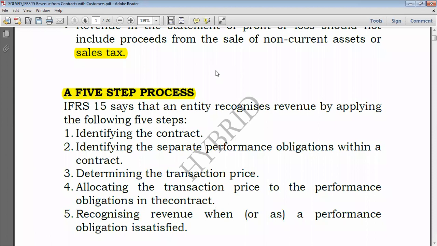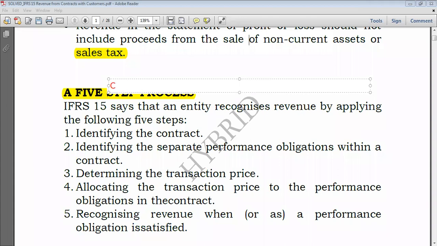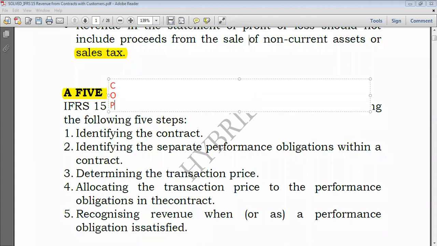Actually, from the beginning up to the point of recognizing revenue, because the standard itself speaks of recognizing revenue. Do you see this? So let's start here. Just before reading anything, this is what you have to understand. What do I mean by a five-step process? There is a very common mnemonic that we use to remember the steps. We call it COPAR, C-O-P-A, and lastly R, COPAR.